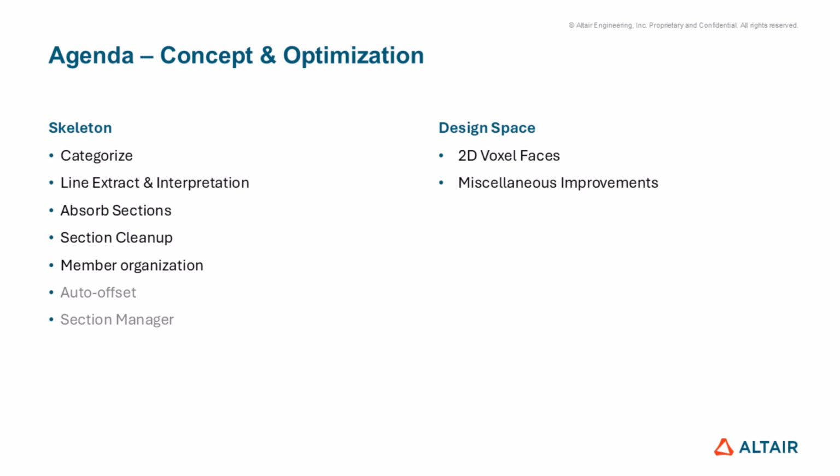So just going into a little bit more detail, a lot of today's focus is going to be on the skeleton modeling and the automation of the skeleton modeling. So creating reduced order models in a more efficient timeline. And the tools we've added, so categorize, I'll walk through that. Line extract and interpretation. This is the first instance whereby we've got a midline extraction tool now.